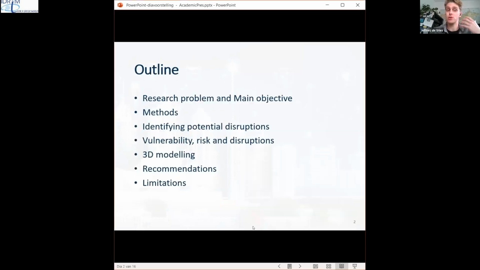I will present to you first a short introduction on the problem and the main objective. Then I'll dive into the methods, and then quickly on to the results, where I'll talk about the identified potential disruptions, the vulnerability, risk, and analysis of these disruptions in my case study area, and I'll show you the 3D models that I created. And then lastly, I will give a couple of recommendations for interventions, and I will tell you some of the limitations that I had.